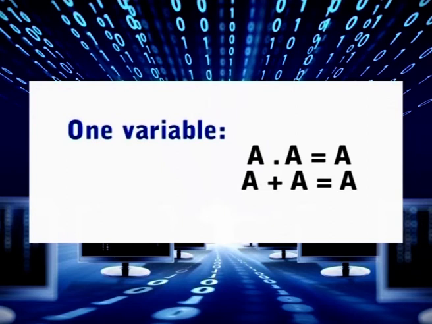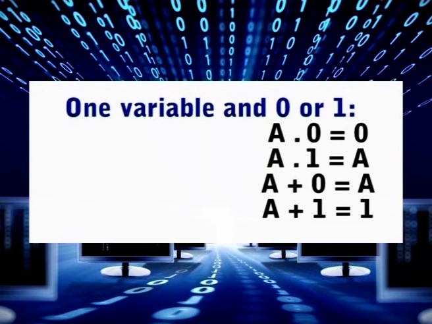For one variable, a dot a gives us a. Here dot refers to the AND operation. Similarly, a plus a gives us a. Here plus is the OR operation. Similarly, if we take one variable along with a value 0 or 1, then the result of the AND operation on a and 0 is 0. For a and 1, it is a. Similarly, the OR operation on a and 0 gives us a, and on a and 1 gives us 1.